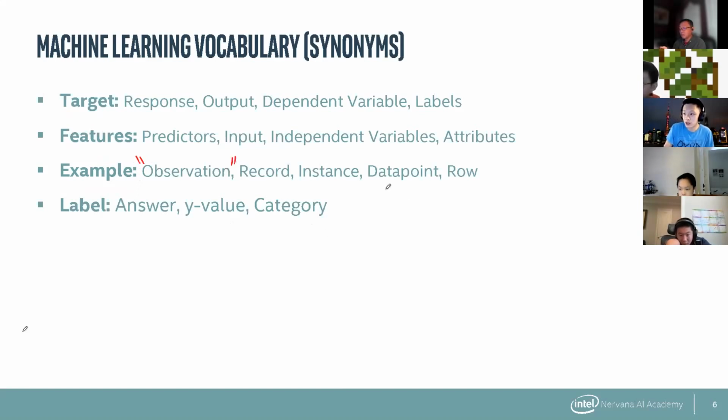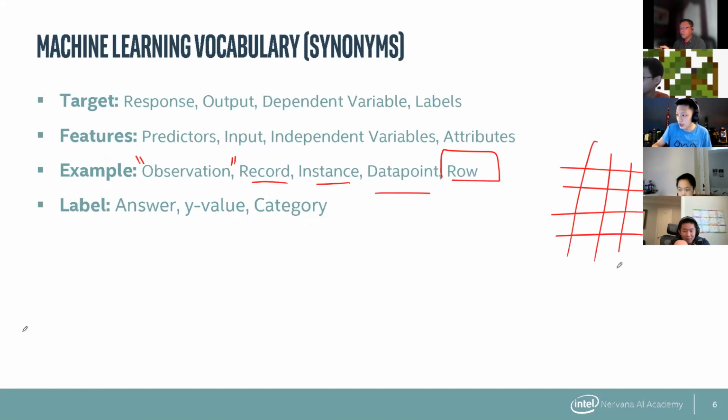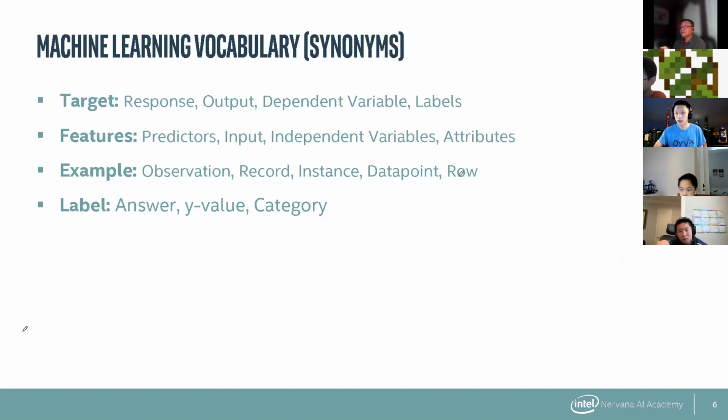Or of course, it's also called a record, instance, data point, and row, because remember when we drew the big tables the other day, each row represents one example and each column represents a feature. And so that's why sometimes this is called a row. And then of course the label is the correct answer, the Y value, the category. These are all meaning the same thing. So hopefully when you read literature and you read tutorials online teaching you how to build these models, you won't be confused anymore by the different words that people have for the same thing.